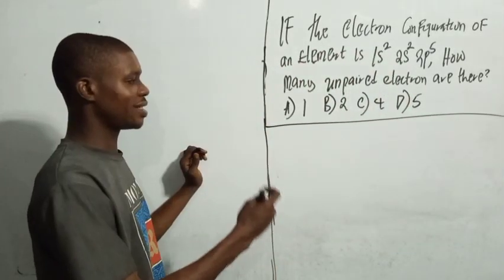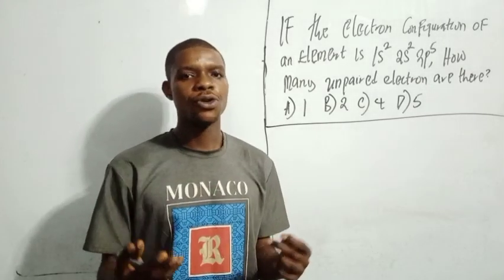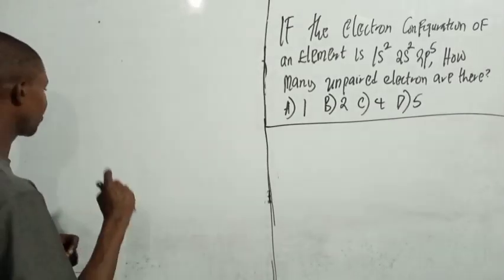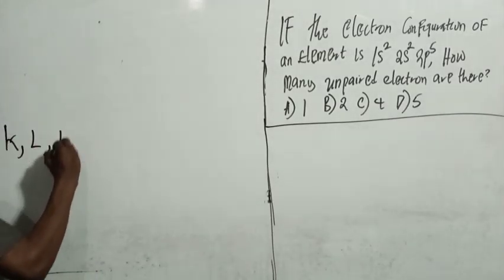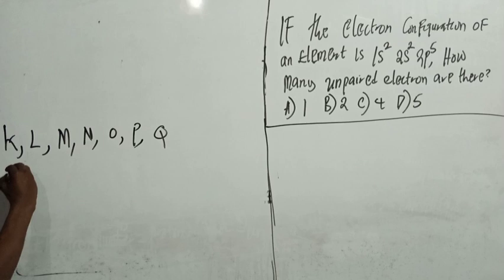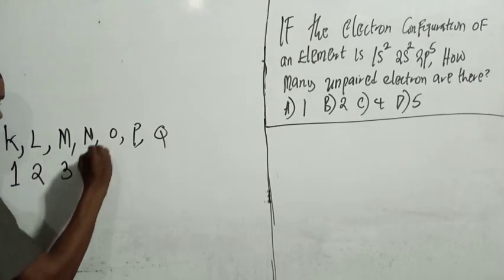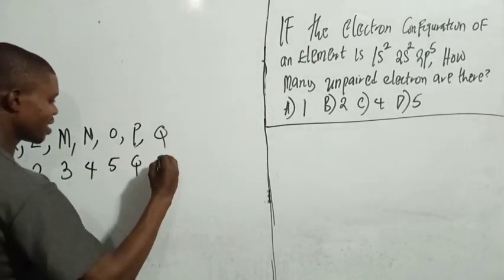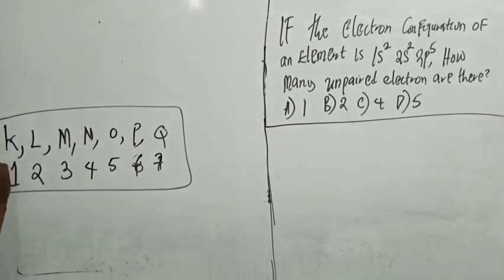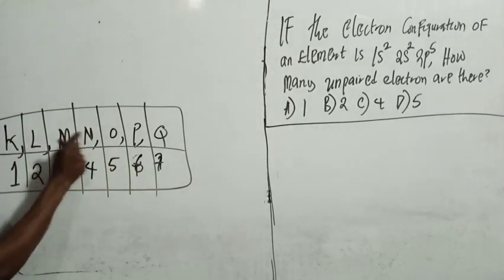Remember, we have the s, p, d, and f, right? And in the structure of the atom, we have the K, L, M, N, O, P, Q, which I want to explain here. So you have the shells K, L, M, N, O, P, Q, right? This means the first shell, the second shell, the third shell, the fourth shell, the fifth shell, the sixth shell, and the seventh shell. So you want to take some notes. In the structure of the atom, you must understand this very well: K, L, M, N, O, P, Q.